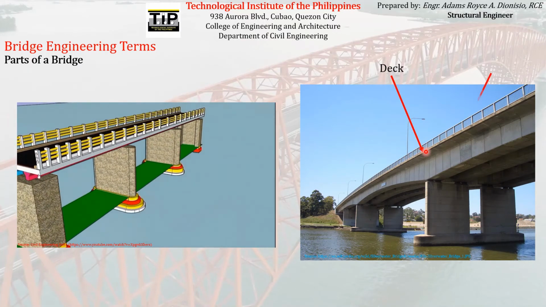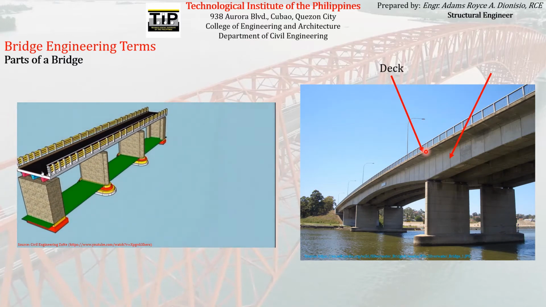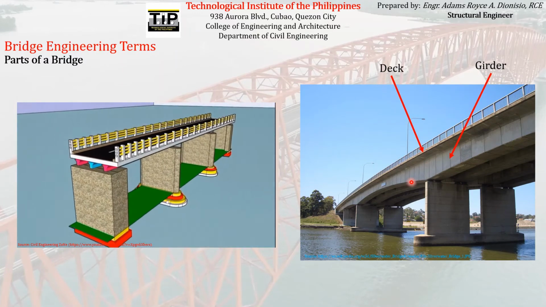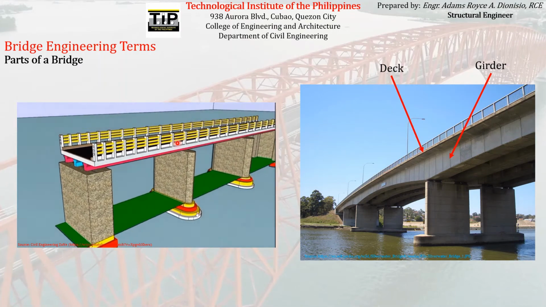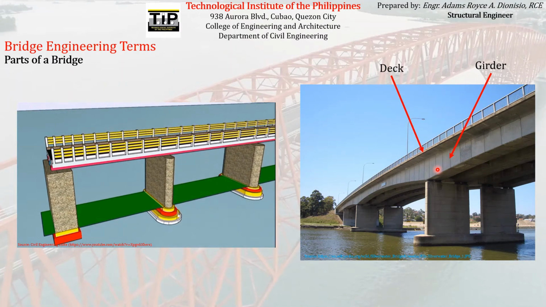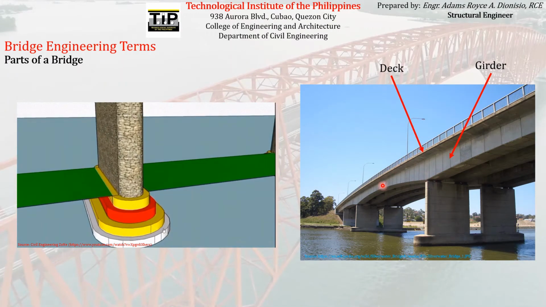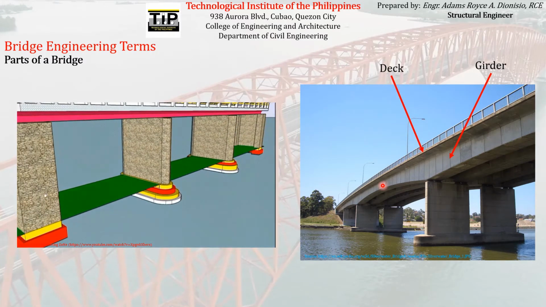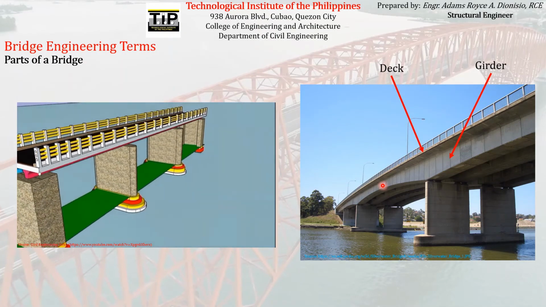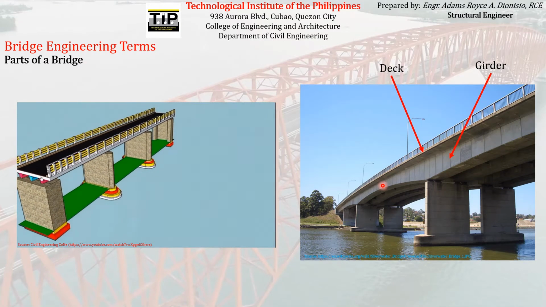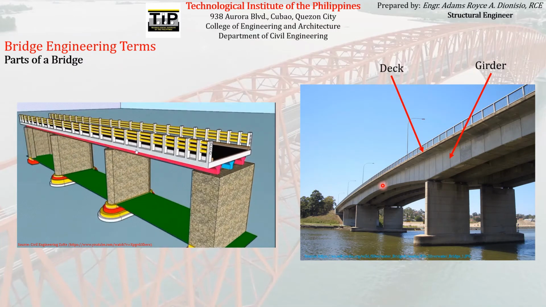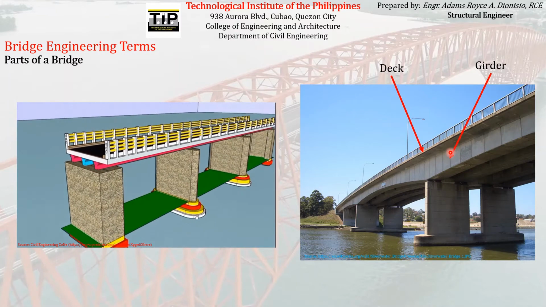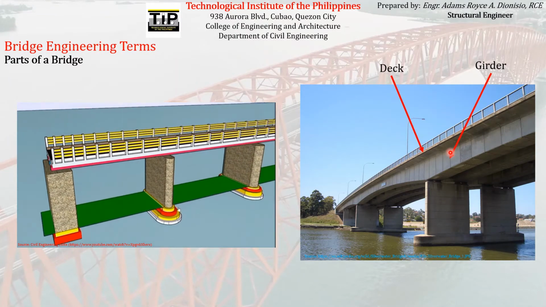And then the part of the bridge that supports the deck is what we call the girder, if the bridge is a girder type bridge like the one you are seeing here in the figure, because there are actually different types of bridges that we will study later on when we address our fifth goal for this discussion. So these are the girders. These are the parts of the bridge that support the deck.